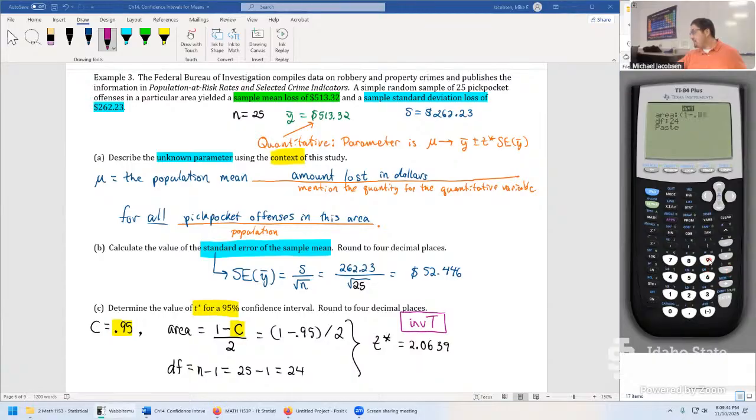So 1 minus 0.99, divide by 2, should give you that. Hang on, now I've got a weird number. Let me try again, second vars, inverse T.